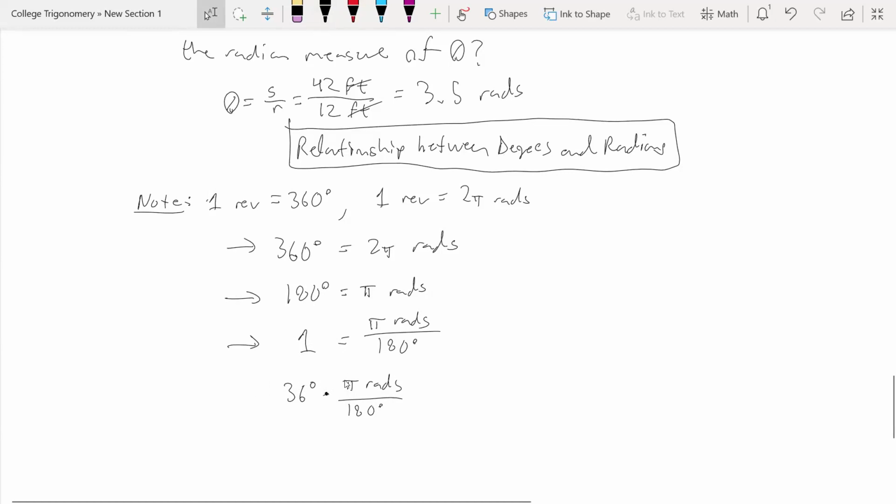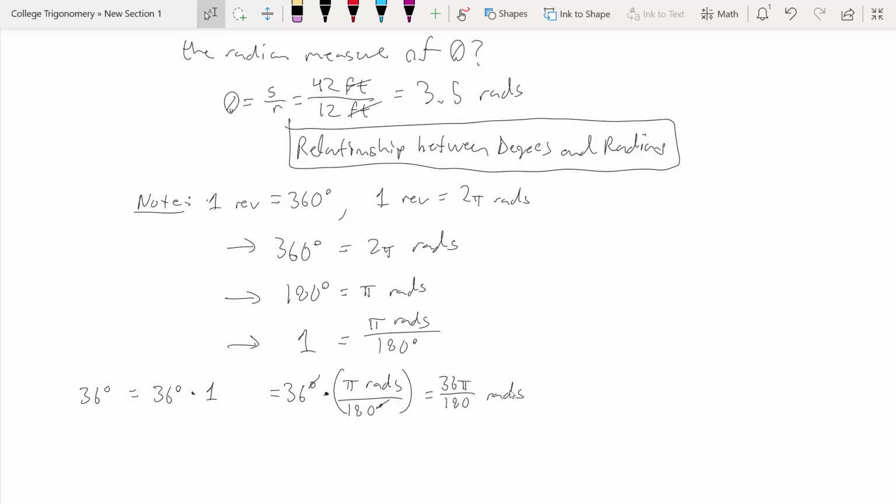Now, why can I do that? It's because pi rads over 180 degrees is really just 1. So 36 degrees times 1 is the same thing as 36 degrees. I haven't changed the value at all. I'm just multiplying it by 1, but in a very funny way. What is the advantage of that? Well, I am multiplying by degrees, but I'm also dividing by degrees, so my degrees are going to cancel off. The only units I have left are radians. So this is the same thing as 36 times pi divided by 180 rads.